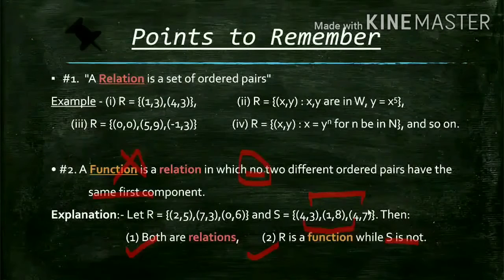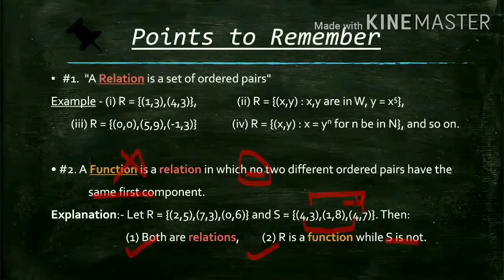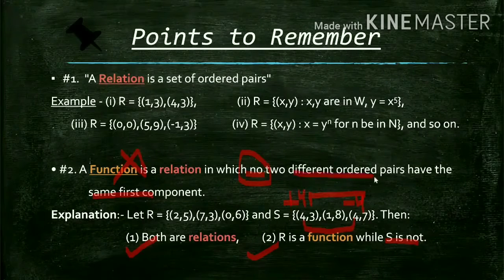Now, in case I put minus 4 in place of 4, then they do not have the same first component. Although they have 4, here we have plus 4 and here we have minus 4. Plus 4 is not equal to minus 4. I hope you know that, right? So we just need to verify this second property for the function in this case. I get the answer. Okay.